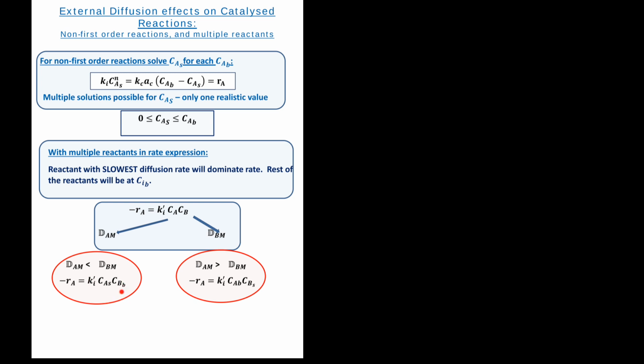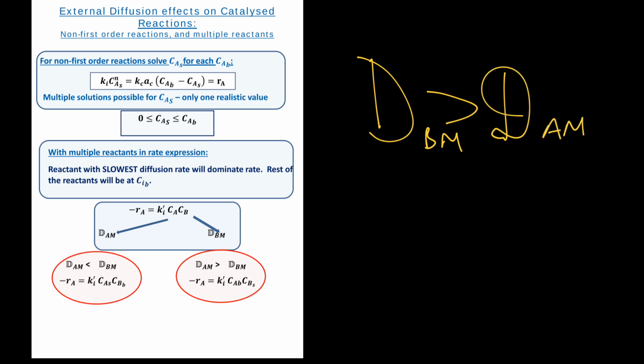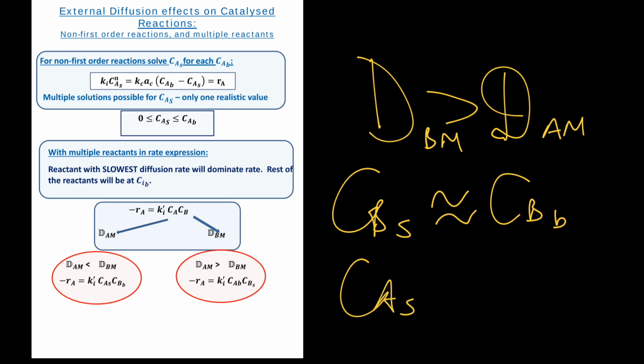So external diffusion will not control the concentration of B, in this case, at the surface. So for component B, if the diffusivity of component B in the mixture is much higher than the diffusivity of component A in the mixture, it means that Cb at the surface will simply be equal to Cb in the bulk phase. But Ca at the surface will be less than Ca in the bulk phase. And of course, vice versa, if I have a very high diffusivity of A compared to B, the scenario is going to be reversed.